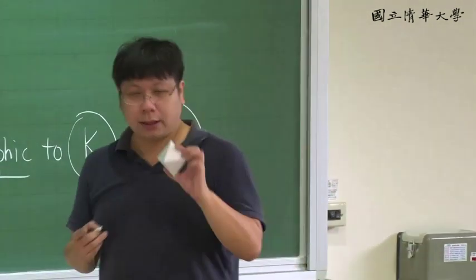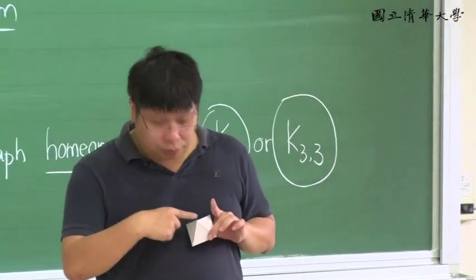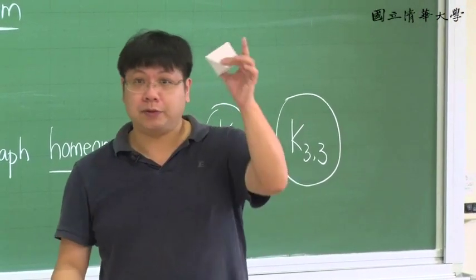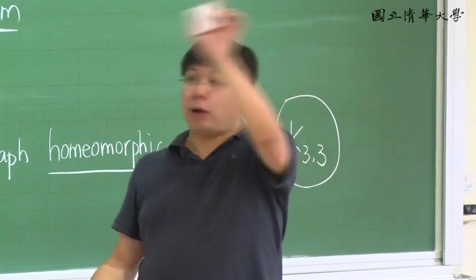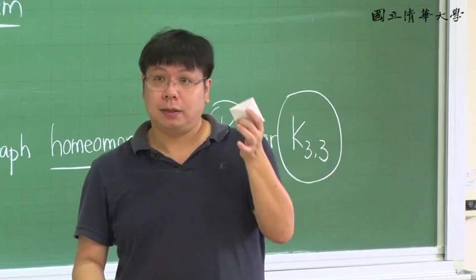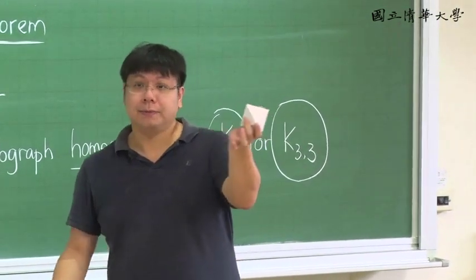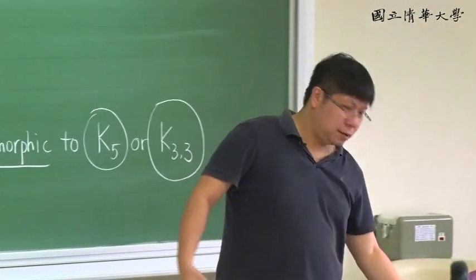How about this one? This is an octahedron, right? Each vertex is joined to 1, 2, 3, 4, so the degree of each vertex here is 4. Notice that it is regular, so the degree of any vertex must be the same. It's 1, 2, 3, 4, 1, 2, 3, 4, 1, 2, 3, 4. Is that okay?